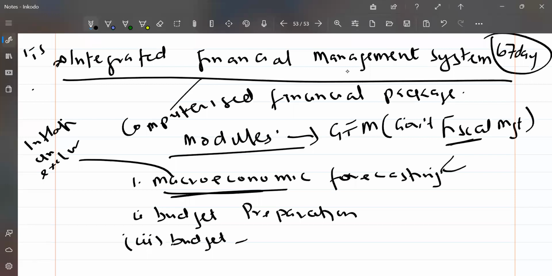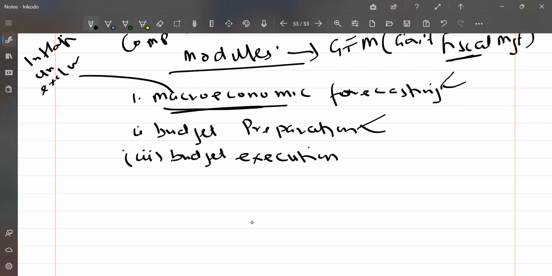So budget preparation: the GIFMIS software will help us prepare our budget. Is that clear? Then the execution: when the budget has been prepared, we execute the implementation. The software will also help us to do implementation, in terms of cash management and accountability. Because implementation moves with accountability. Is that clear? So the software will help us with accountability and other issues.